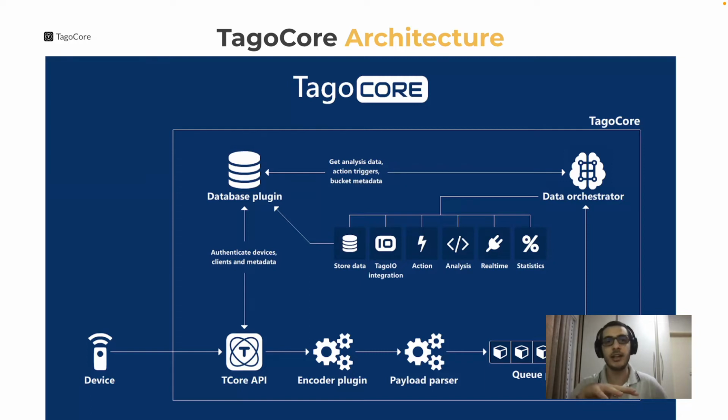So first, this is the architecture diagram. We can see right here that the device on the left side is sending a request to our TagoCore API. Now, this is the actual server of TagoCore. So when you install TagoCore on your machine, this TagoCore binary opens up an HTTP server, which allows devices to send requests to the server. Once a request is identified by the server, first it authenticates the devices, clients, and metadata. So the very first request is to the database plugin, as you can see.